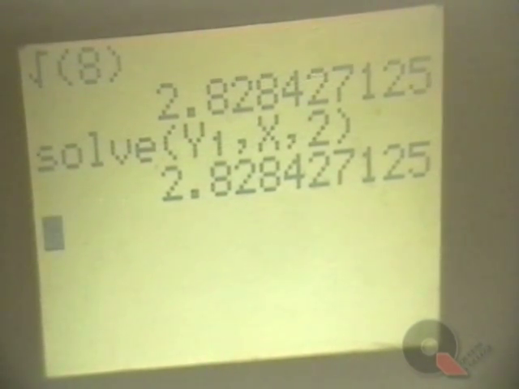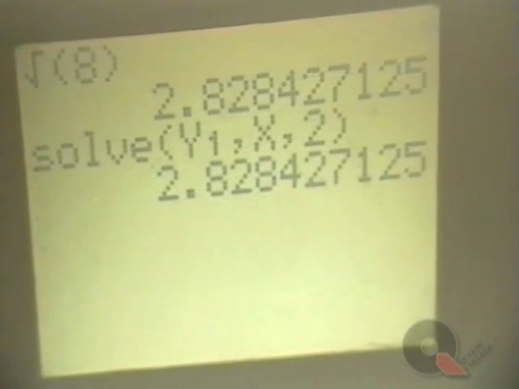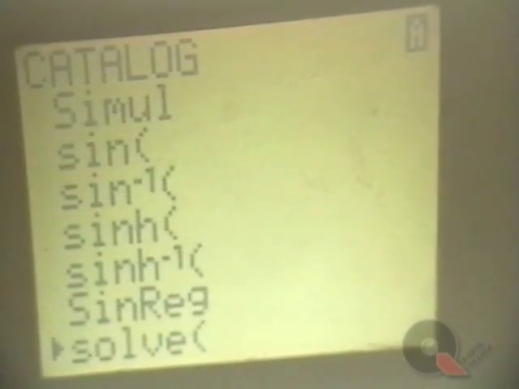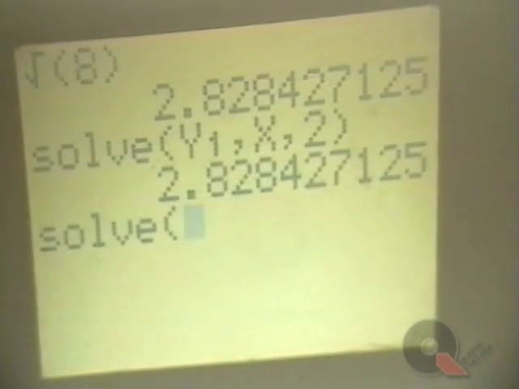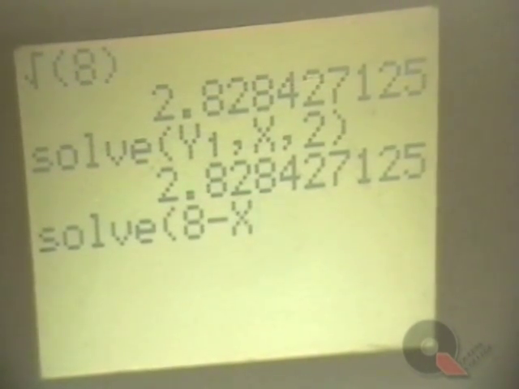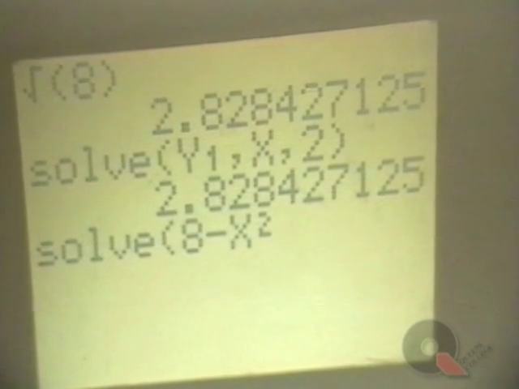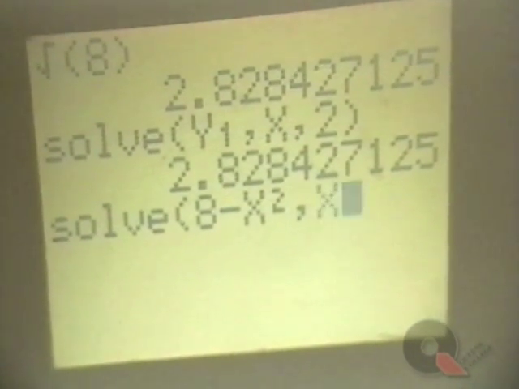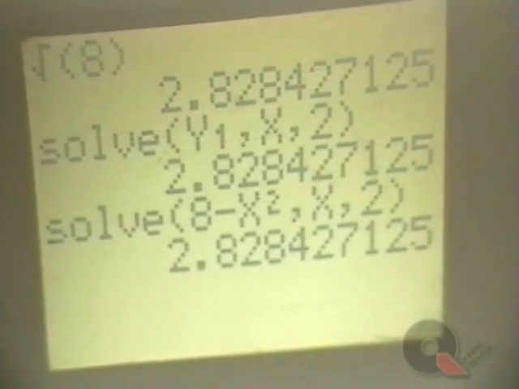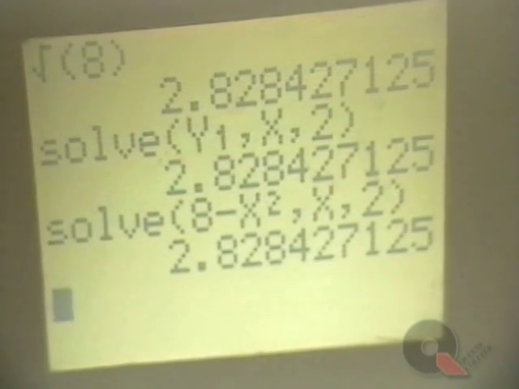By the way, if you wanted to, instead of doing y1, you have the option: if I hit second and the catalog and the S, and I scroll down to solve, and I hit enter. Instead of writing y1, I do have the option of actually punching in 8 minus x squared. That's the function I want to set equal to 0. Equation, comma, x is the variable, comma, 2 is the guess, and I hit enter, and it gives me the right answer.